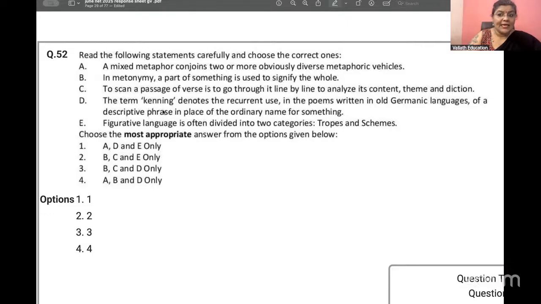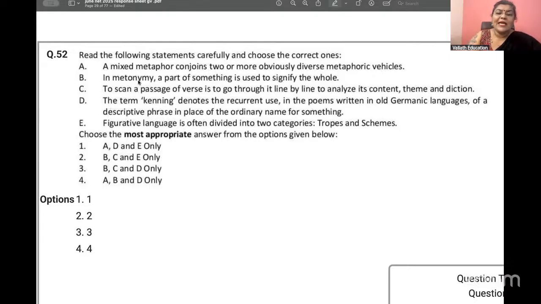The term kenning, I have taught you, maybe you already know that kenning is an Old English and Old Germanic term. A kenning is a descriptive phrase that comes in the place of a word. Instead of a word, a descriptive phrase. So D is correct. Kenning also is a basic BA level term. Figurative language is often divided into, what do you mean by figurative language? Metaphor, simile, into two categories, tropes and schemes.